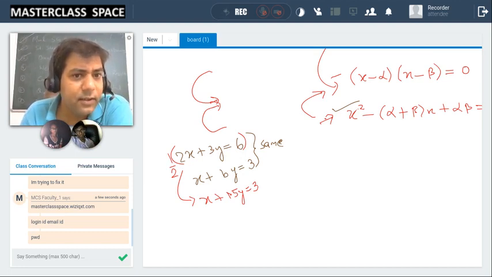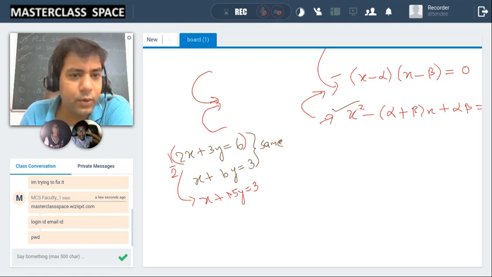First, then whatever value you get, you made the coefficient of x same, which means it was 1. The second equation's coefficient of x was 1. So you made the coefficient of the first equation's x 1 by dividing by 2. Now these two equations, I'll say, they are same.